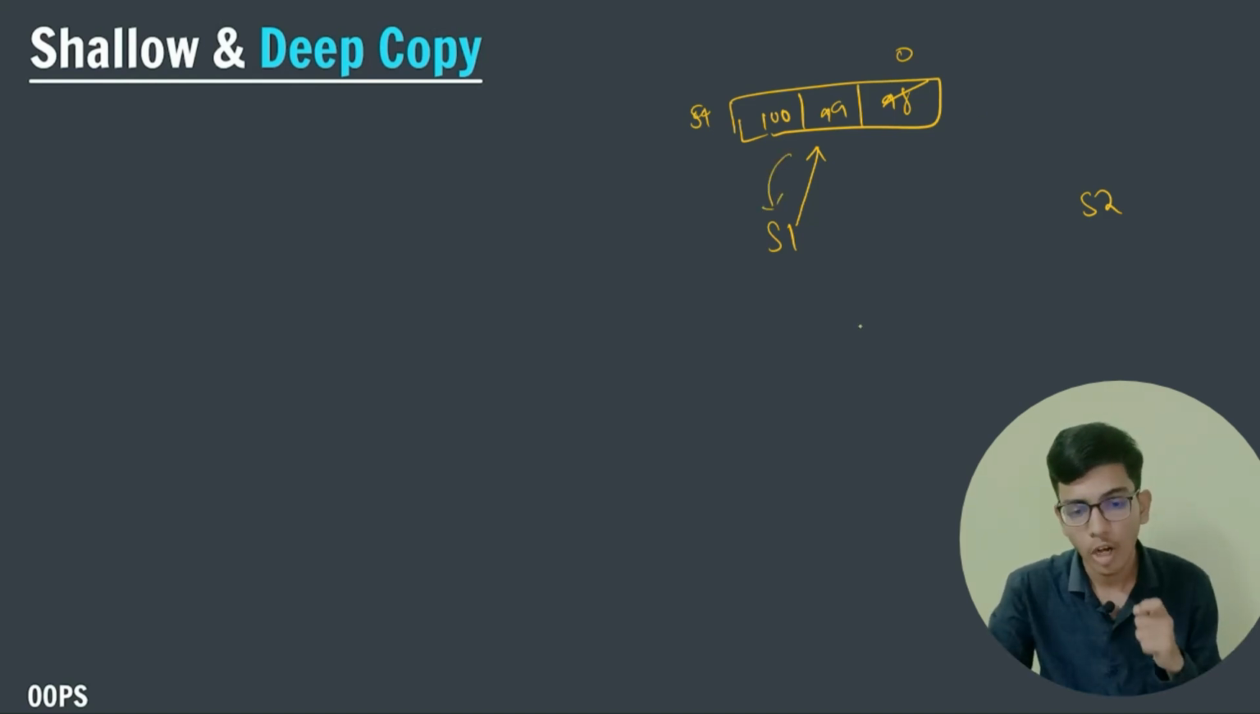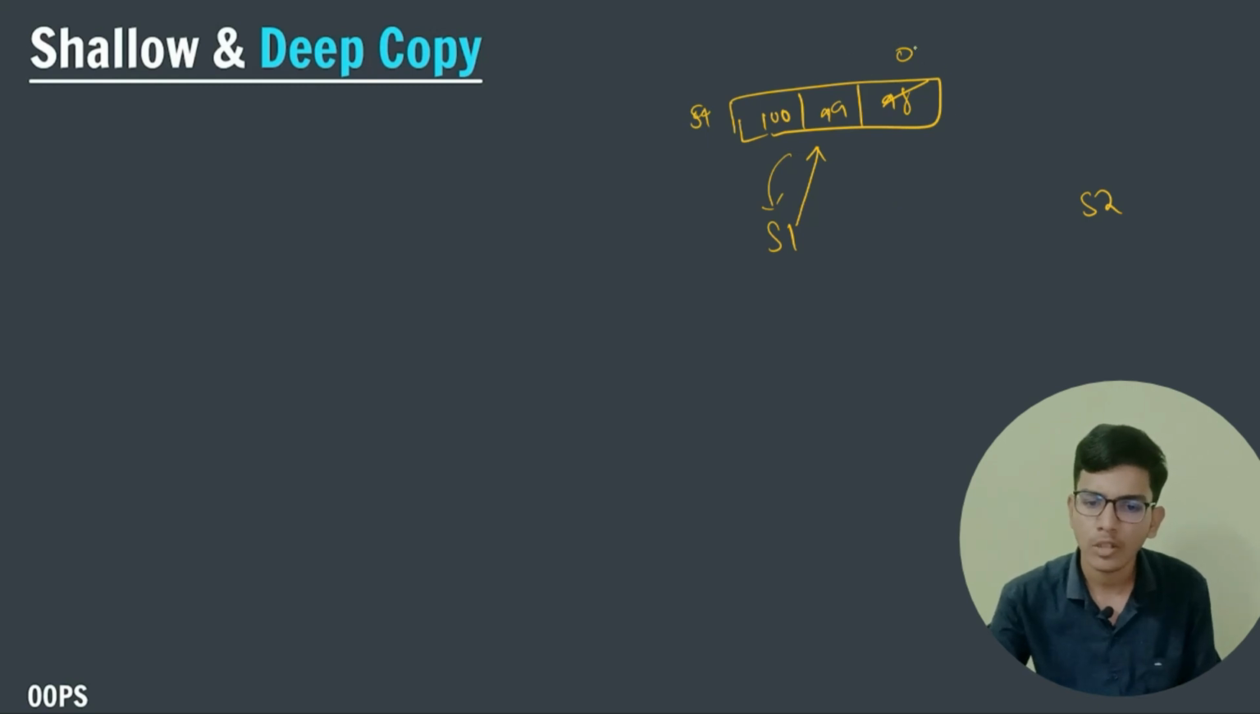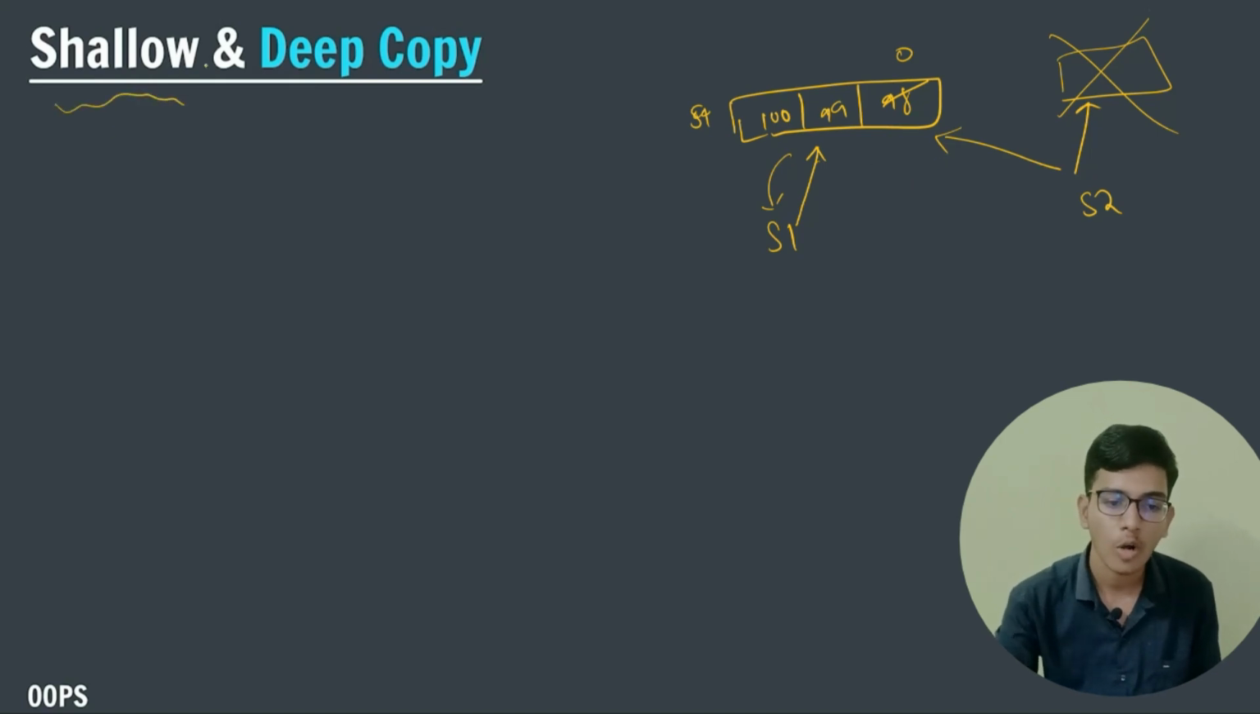Now we have created a copy constructor, so we have taken whatever values are present in my s1 object into my s2. After calling the copy constructor, you have observed that s2 values also got changed when I changed the value. This is because s1 points to this array and s2 also points to this array only. s2 will not separately create a new array. This concept is known as shallow copying.